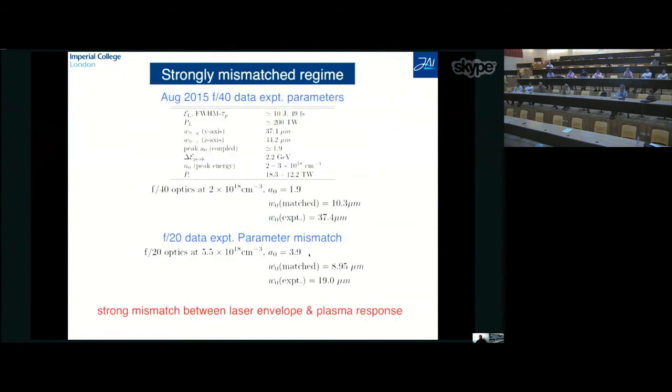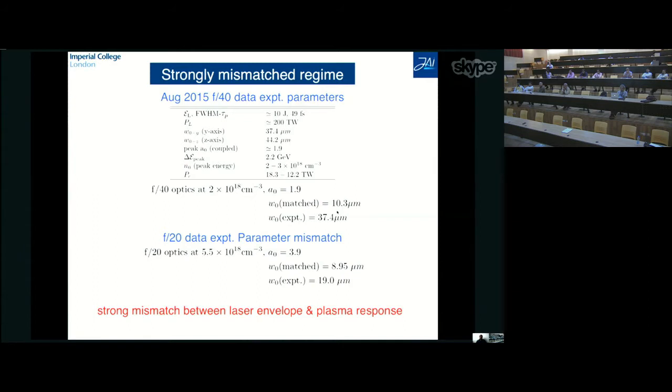If you look at the August 2015 F40 data, the spot sizes of the laser pulses are 37.4 and 44.2 microns. It's an elliptical focal spot, so the semi-minor axis is 37.4 and the semi-major axis is 44.2 microns. You can work out that with that type of power and energy level, you get an a0 of 1.9. Again, I'm assuming you all know what a0 is, so I'm not talking more about that. So the strong mismatch in this situation is that the matched spot size for these parameters with F40 optics, with the given a0, is a w0 of 10.3 microns, but in experiments we are launching a semi-minor axis, the smallest focal spot dimension, of 37.4. So it's a factor of 4 mismatch between the matched spot and the experimental laser focal spot incident on the plasma.